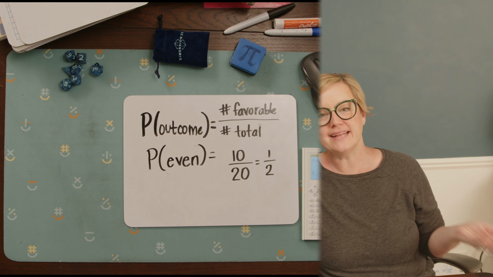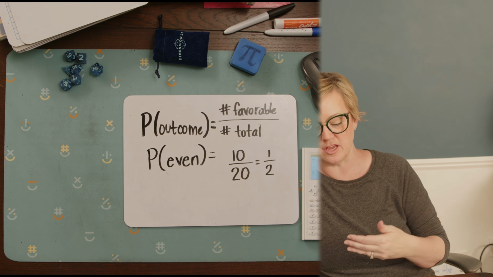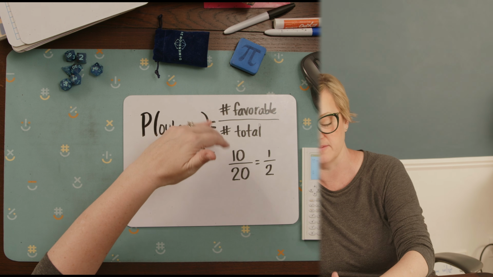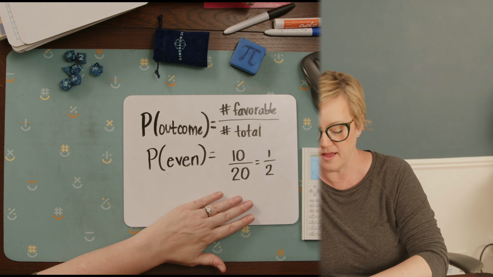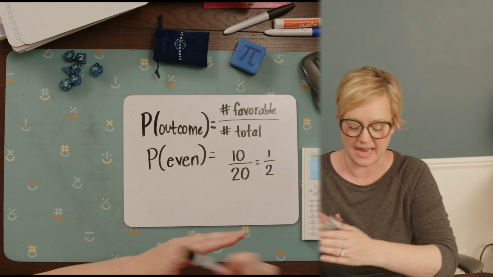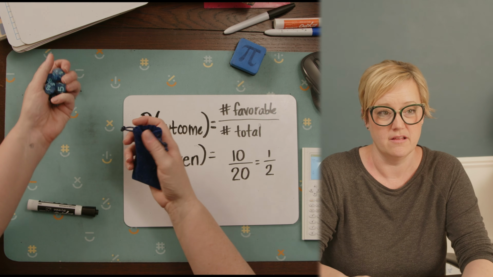But that's the basic concept of probability: you've got this number of favorable outcomes out of the number of total outcomes, and you look at it as a fraction or a percent. So that's probability in a nutshell. That's mathed up.